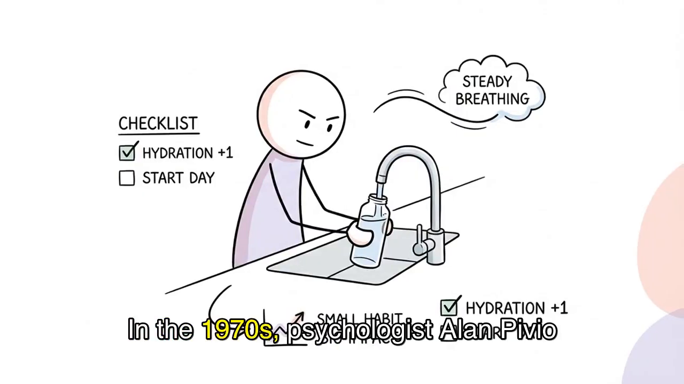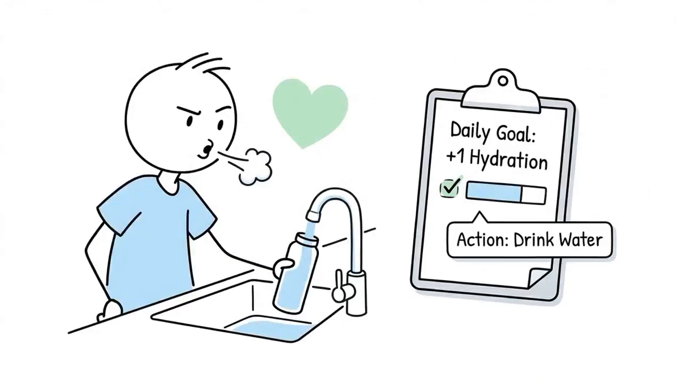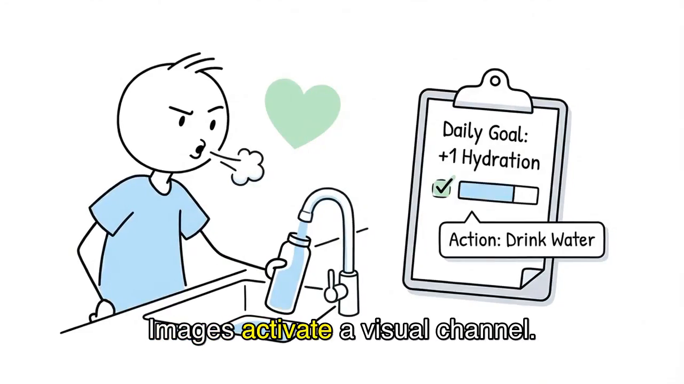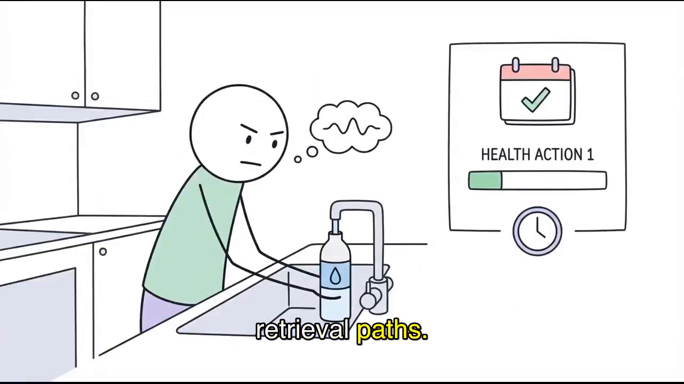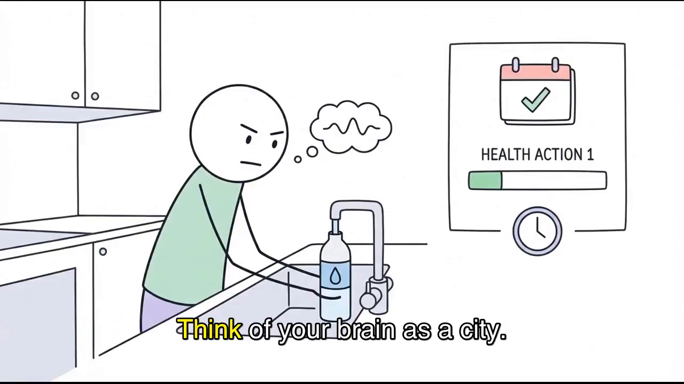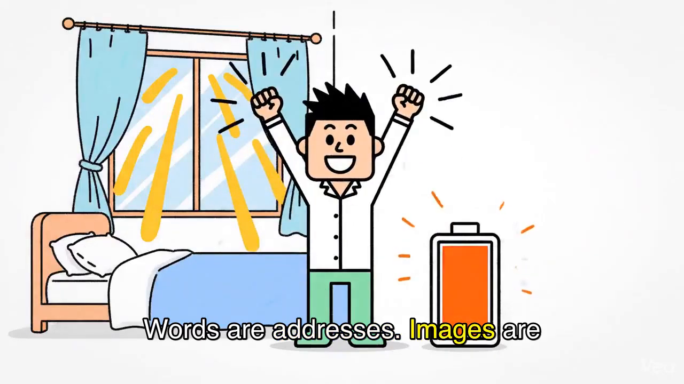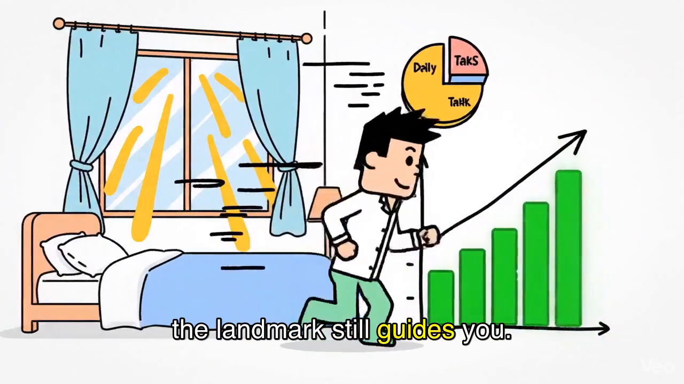In the 1970s, psychologist Allan Paivio proposed dual coding theory. Words activate a verbal channel. Images activate a visual channel. Combine them and you create 2 retrieval paths. If one fades, the other can bring it back. Think of your brain as a city. Words are addresses. Images are landmarks. If you forget the address, the landmark still guides you.